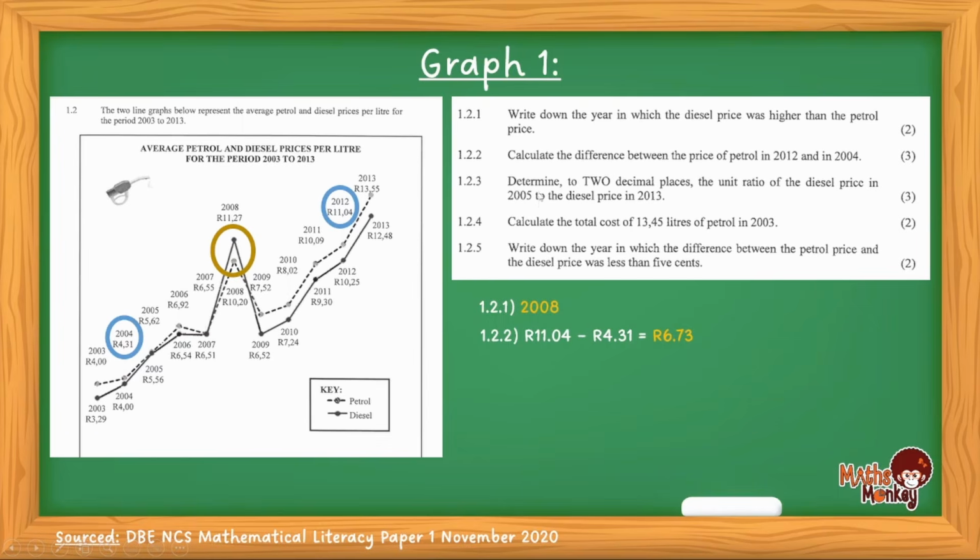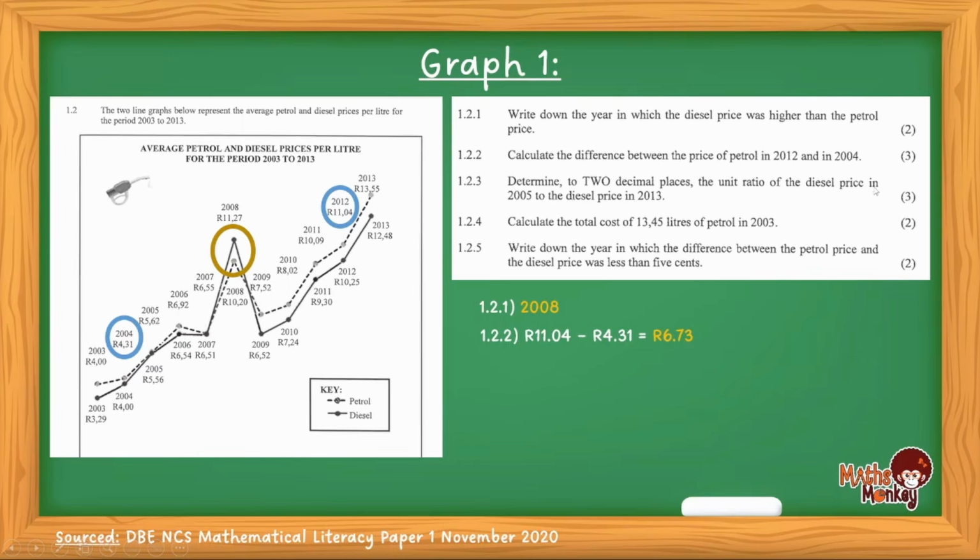Okay, 1.2.3 says determine, to 2 decimal places, the unit ratio of the diesel price in 2005 to the diesel price in 2013. Now, this is one of those questions where, when teachers teach this in class, you can understand it, but in this question it was difficult to identify what they're asking. So I want to break this down for you. It says the unit ratio of diesel. Unit ratio means you're going to have a ratio, with the colon in between two numbers, where, since it says unit, one of the values has to be a 1. Okay, so that's what it means by unit ratio.